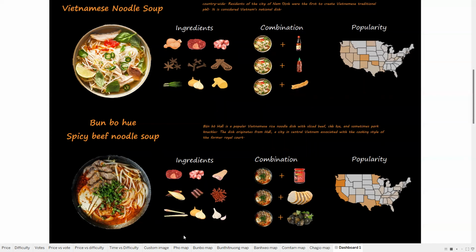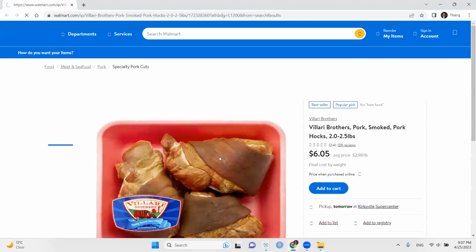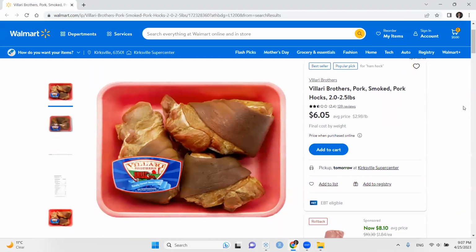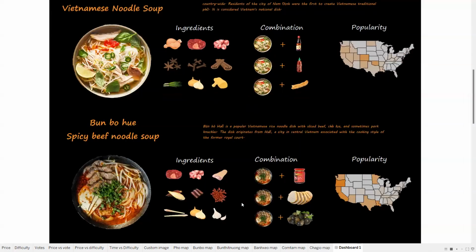Same story. We also make the broth from the beef shank, the oxtail, and also this one, the pork hock, that you can also buy from Walmart. It goes really well with the bún bò Huế.